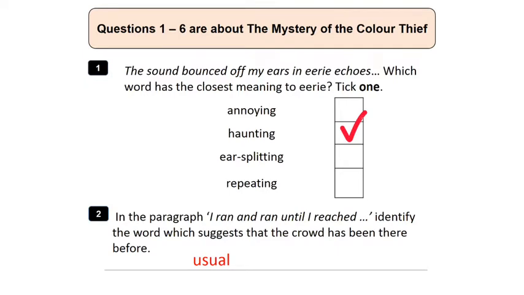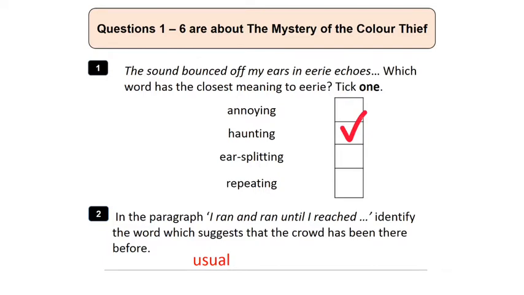Number 2. In the paragraph, I ran and ran until I reached. Identify the word which suggests that the crowd had been there before. Now, that doesn't mean that the word is going to be in the sentence that you've been given there. It means that it could be in the whole paragraph. And when it's asking you to suggest that the crowd has been there before, it means that this is something that's happened more than once.